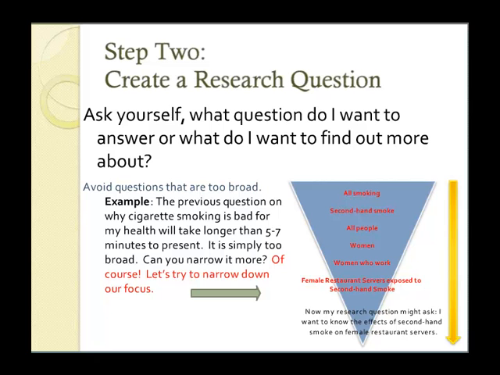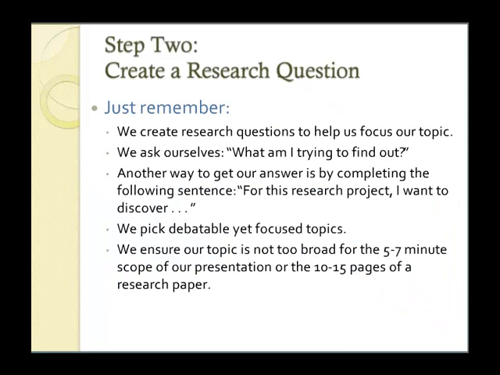If we use the topic smoking cigarettes, we could easily be here through eternity trying to research all aspects of this topic. The inverted triangle here shows a way to narrow down this topic so the research question becomes increasingly more specific, finally ending with, "What are the effects of secondhand smoke on female restaurant servers?" To review, the research question helps you focus your topic into something that can be researched and debated and easily covered in a 5 to 7 minute presentation or a 10 to 15 page research paper.